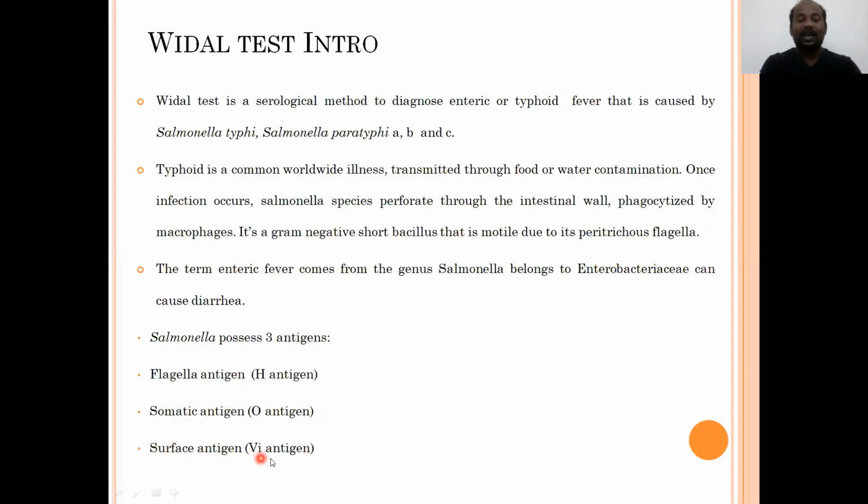Surface antigen is present on the outside of the bacterial surface, so it's called the VI antigen. VI indicates the virulence antigen. Virulence means the ability to cause disease. So this antigen is responsible for the infection transferring from one individual to another.